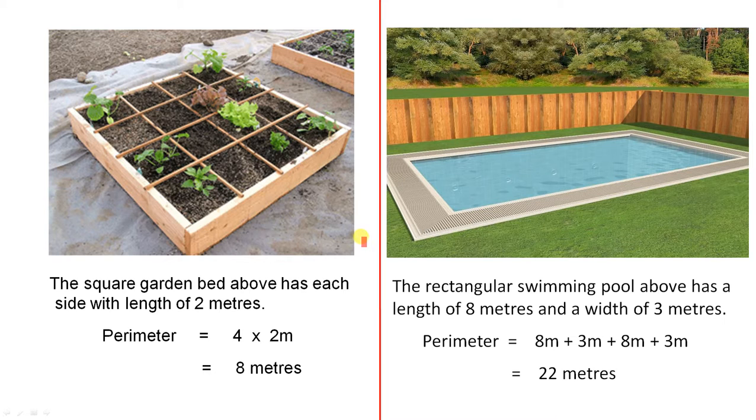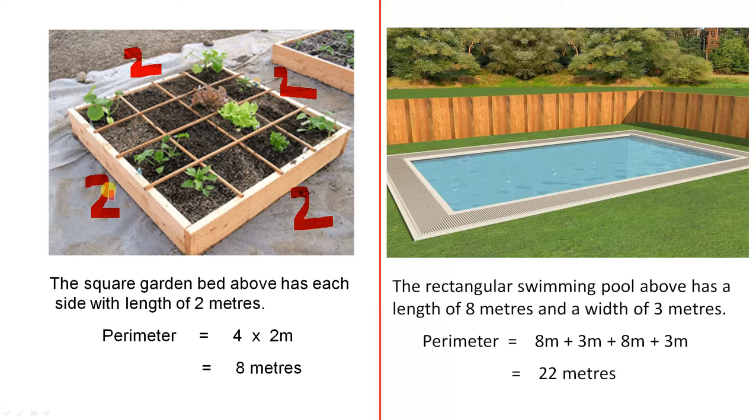The square garden bed above has each side with length 2 meters. In other words, that's 2 meters, 2 meters, 2 meters, and 2 meters. So the perimeter, as we saw earlier, you can go 2 plus 2 plus 2 plus 2, which is 4 times 2, and that's 8 meters.